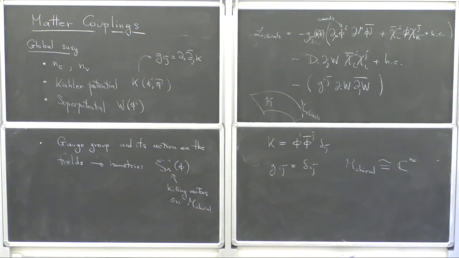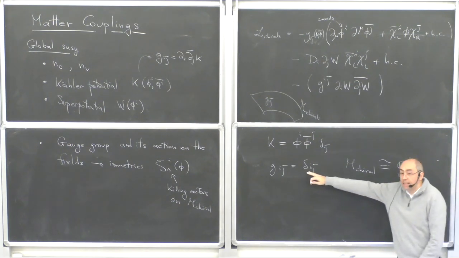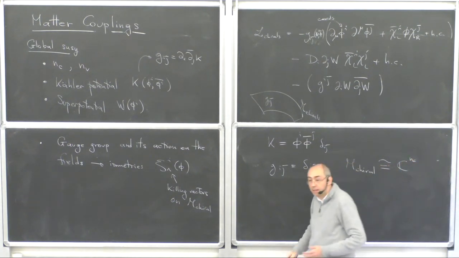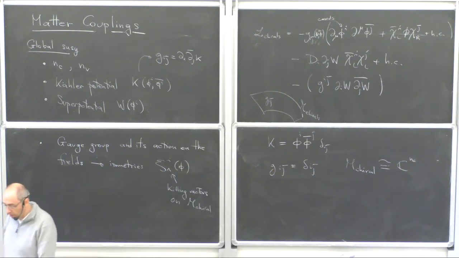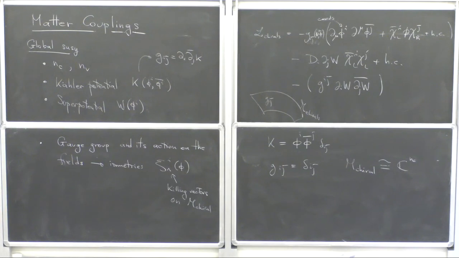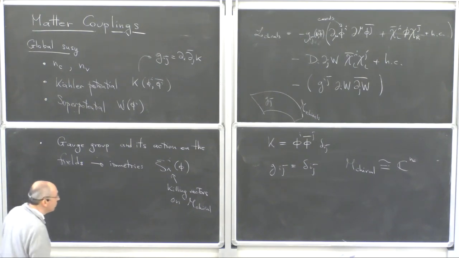Okay? With a flat metric, I have just a delta there. I'm not doing anything. So this is a trivial Hermitian metric on a complex n_c-dimensional space. So what are the isometries? Well, clearly you have translations and you have rotations.